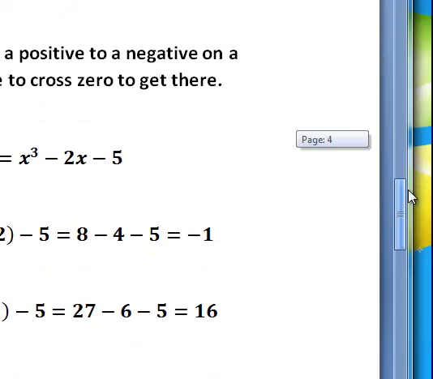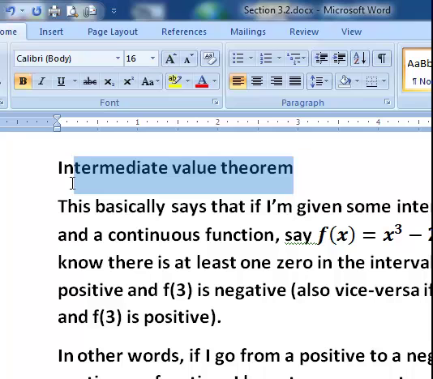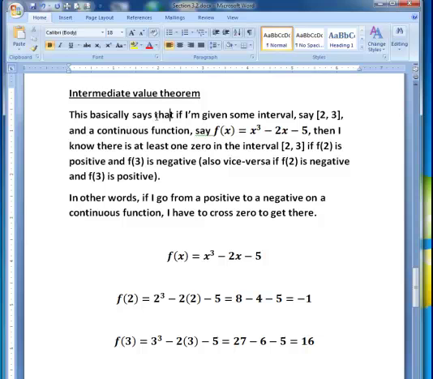Finally, we're going to close on something called the intermediate value theorem. And this is actually a pretty well-known theorem, and it's one of those things, once you figure it out, it makes complete sense. So basically, I'm going to use an example to explain it. I'm going to have an interval, in this case the interval 2 to 3, and I use square brackets to include those endpoints. And I'm going to have a continuous function. That's the key, is the function's continuous. In other words, you can sketch the entire function left to right without ever lifting your pencil, okay? And I'm going to give you the function as x cubed minus 2x minus 5, okay?